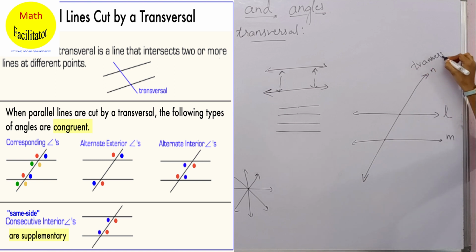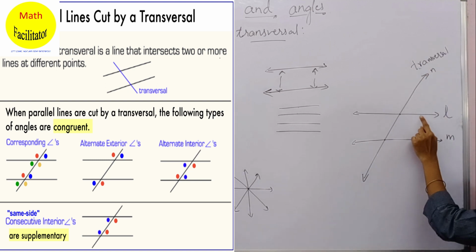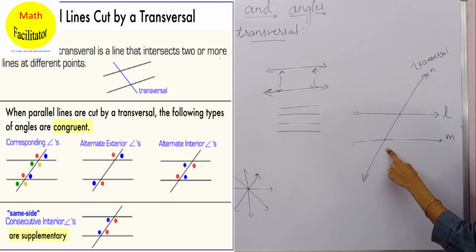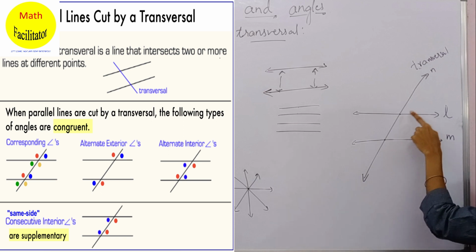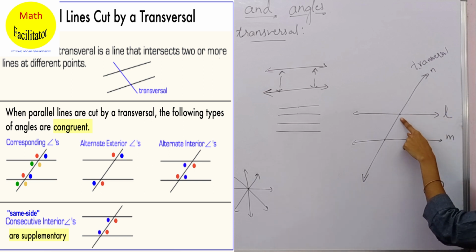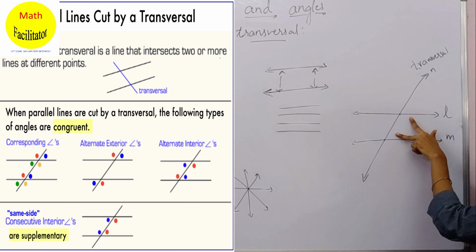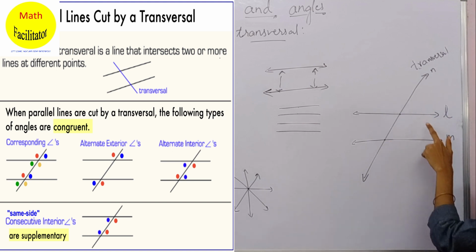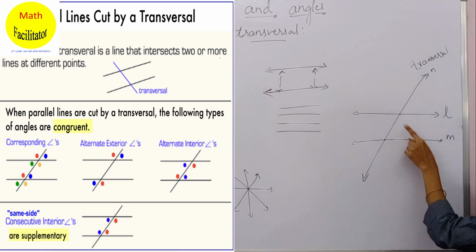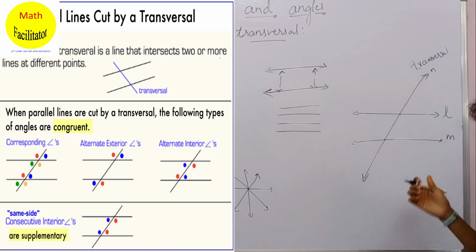Clear? Now can you tell me the definition of transversal? A transversal is a line which meets two or more lines at distinct points. Distinct means different points. Here you can see N is meeting L at a point and N is meeting M at a different point. So a transversal is a line which meets two or more lines at distinct, different points. So two or more lines.